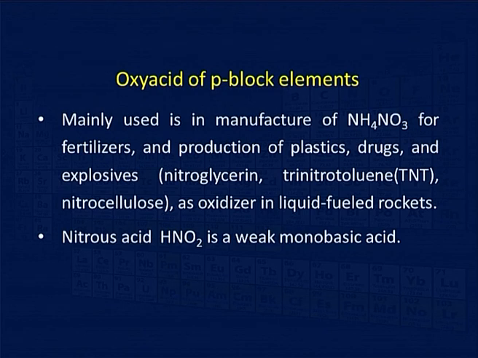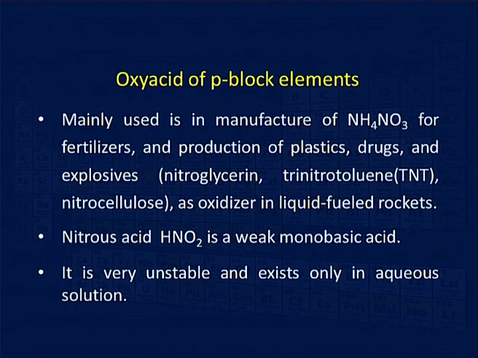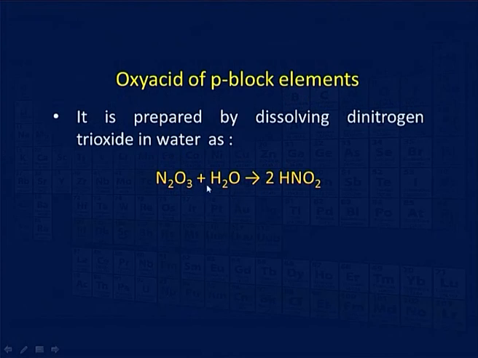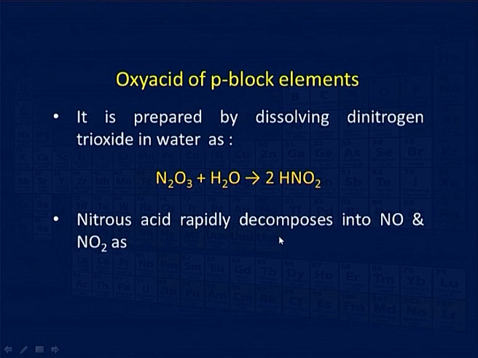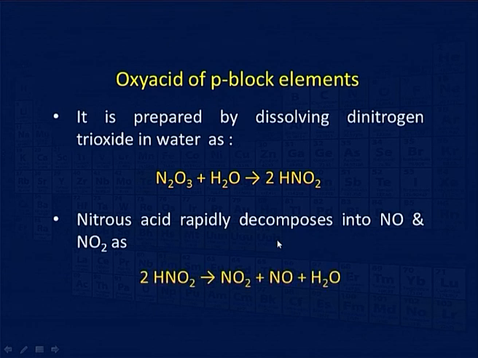The oxyacid, it is a weak monobasic acid. This nitrous acid is very unstable and exists only in the aqueous solution. It is prepared by dissolving dinitrogen trioxide in water like this. This N2O3, dinitrogen trioxide, is going to form nitrous acid. Nitrous acid readily decomposes into the constituent NO and NO2, nitric oxide and nitrogen dioxide like this. This is the decomposition reaction of nitrous acid.